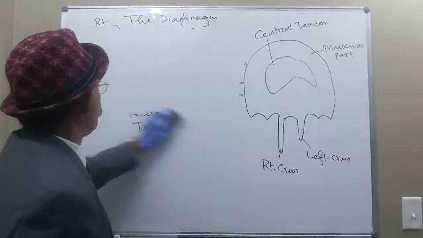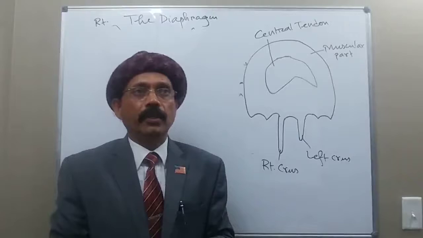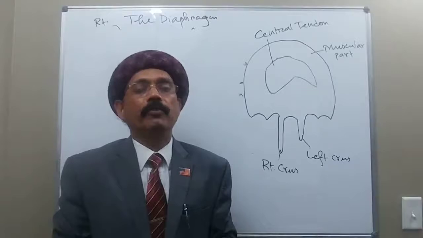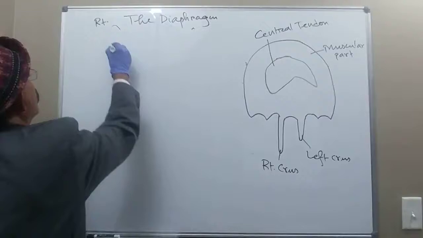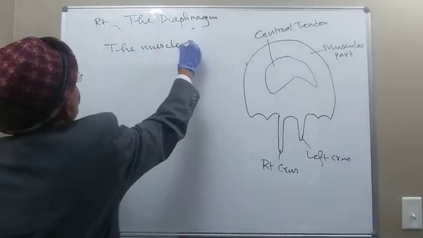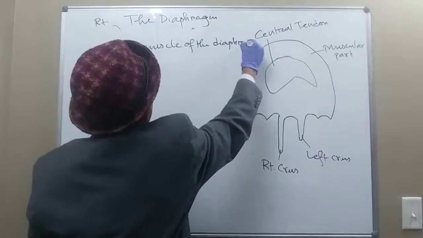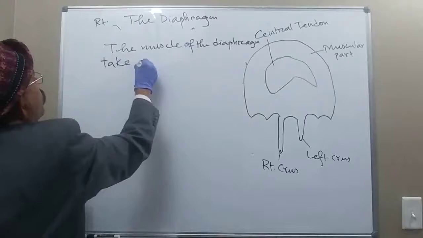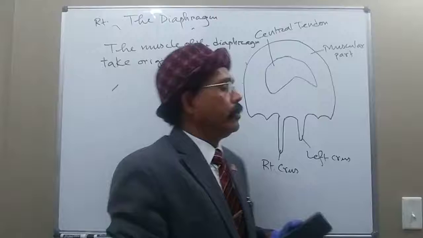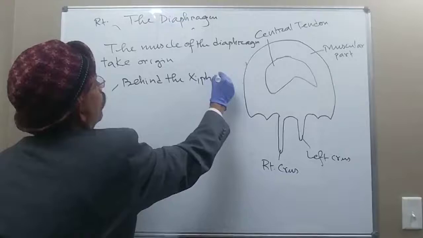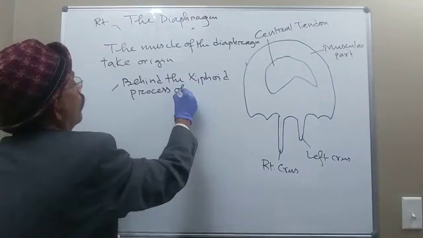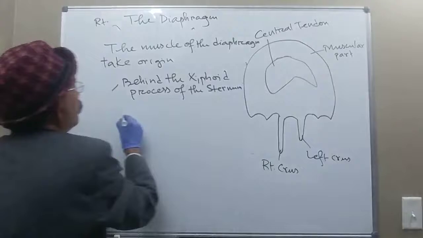Now, because this is a musculotendinous structure, composed of skeletal muscle and tendon, we must know the sites of origin of the muscles of the diaphragm. What are the sources of origin? Number one, behind the xiphoid process of the sternum. Then the lower six costal cartilages and the ribs.